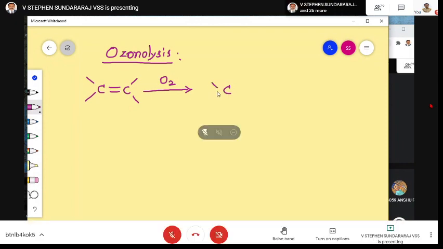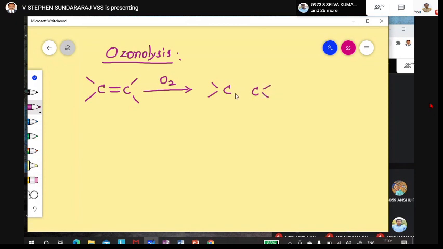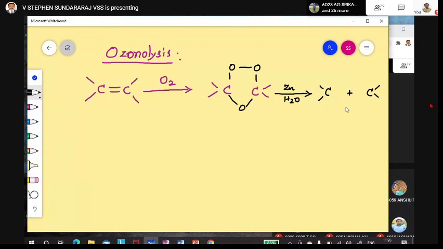I just write here these two valences on carbon, the old valences, and newly this will form one oxygen, then ozone will be added. After that, it is treated with hydrolysis, using zinc dust and water, because zinc is a very good reagent to take out oxygen. When you treat with zinc dust and water, you will get one product, and another product. But before the products, let me check the way of cleavage. This will be the cleavage pattern I told you. This bond will cleave. This is the ozonide.